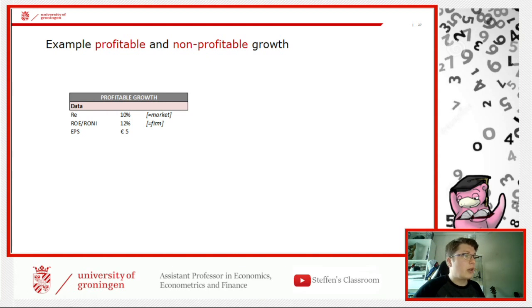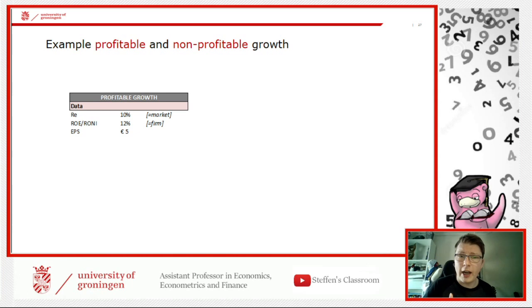So hopefully this is not too small for everybody to watch, but it's going to come up a lot on the slides now. So first, let's start with this one here. We have some assumptions here. Let's just assume the return on equity given in the market is 10%. We see that the ROE slash RONI, because ROE is a proxy for RONI, is 12%.